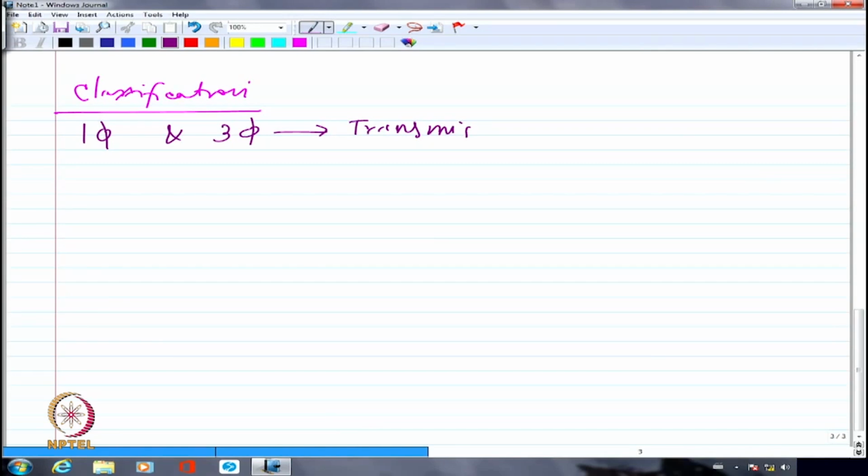and distribution applications. Right? We also have one more type of classification based on construction.